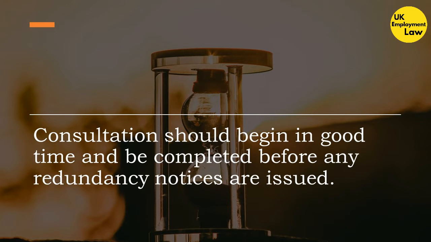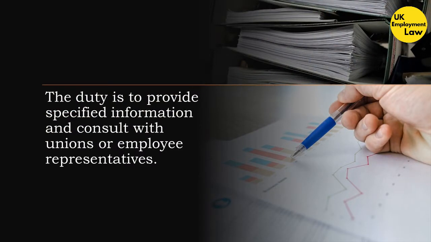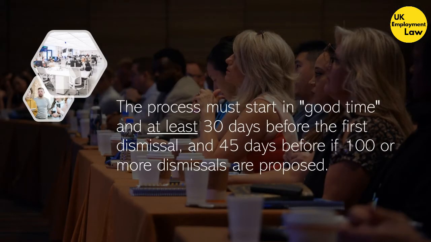If the employer is considering making 20 or more staff redundant at the workplace, then additional rules about consultation may apply, including collective consultation with representatives of the affected employees. The duty is to provide specified information and consult with unions or employee representatives about ways of avoiding or reducing the number of dismissals and mitigating the consequences. The process must start in good time and at least 30 days before the first dismissal, and 45 days before if 100 or more dismissals are proposed.